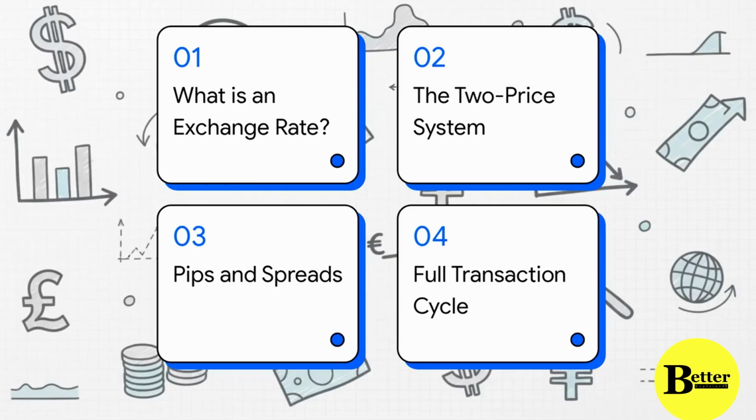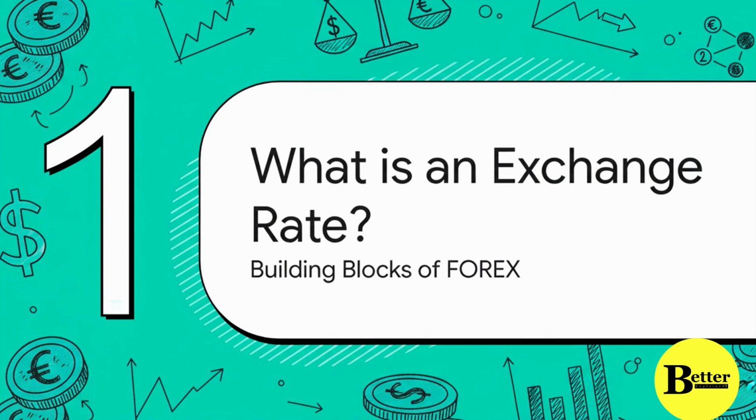So here's how we're going to break it all down. First up, we'll get right to the basics. What even is an exchange rate? Then we're going to uncover this two-price system that all the brokers use. After that, we'll learn the lingo. You'll know exactly what pips and spreads are. And finally, we'll put it all together and walk through a complete transaction from start to finish. All right, let's dive right in.